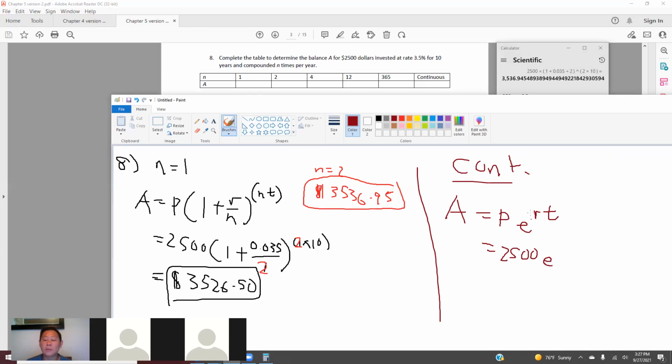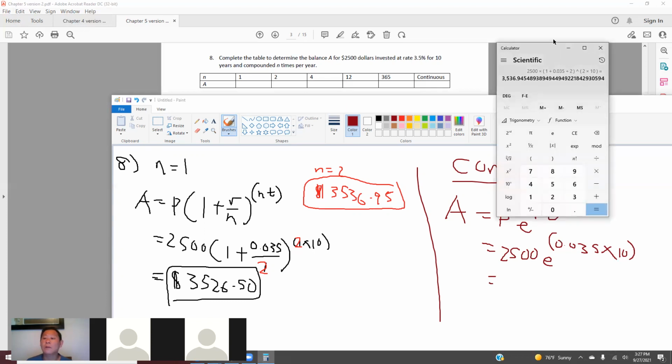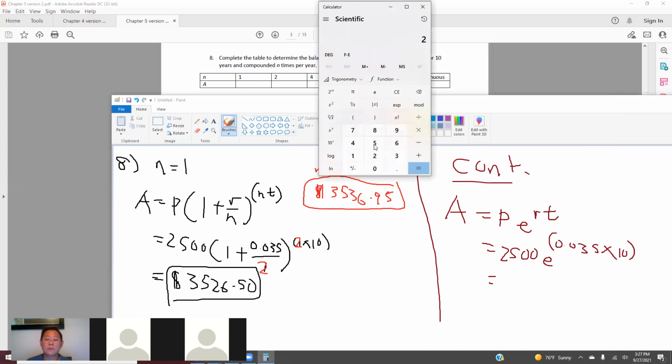e is still the exponent. The rate is 3.5%, which is 0.035, times 10. Time is 10 years. So again, you need parentheses on the exponent. Mostly when you see exponents, if you are multiplying, dividing, adding, or subtracting, make sure you put parentheses on it in your calculator. Otherwise, they will mark you wrong. So again, take out your calculator and do this for the continuous case. They are a little bit different from n is 1, 2, 4, and so on.